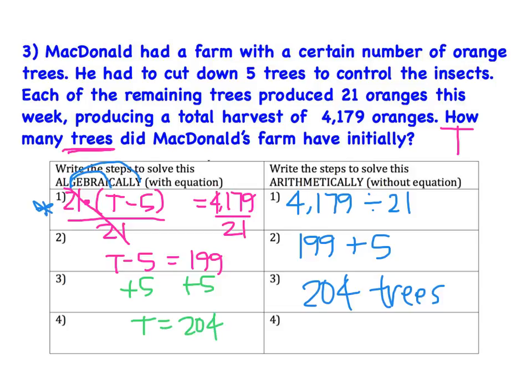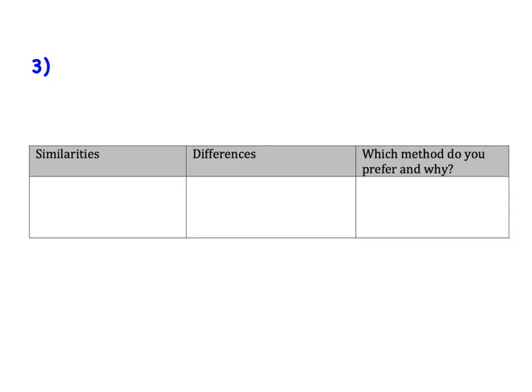So notice, even though I wrote an equation, I can use my arithmetic solution method to help me to see new ways or different ways or simpler ways of solving my given equation. So if you struggle with writing and solving an equation, you can use the steps you would use to solve it arithmetically to help you write and solve the equation. Go ahead and fill in the boxes for similarities, differences, and your preferred method. And then we'll look at our last example.